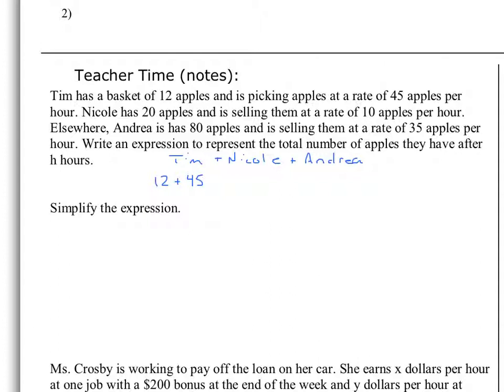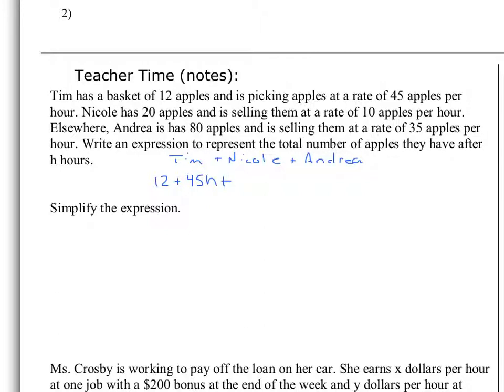Yeah, 45 times h. Thinking about it in terms of plugging in some numbers, after 1 hour he'd have 45. After 2 hours, he'd have 90, because 45 times 2 gives me 90. All right, so that's everything for Tim. Now I'm going to move on to Nicole.